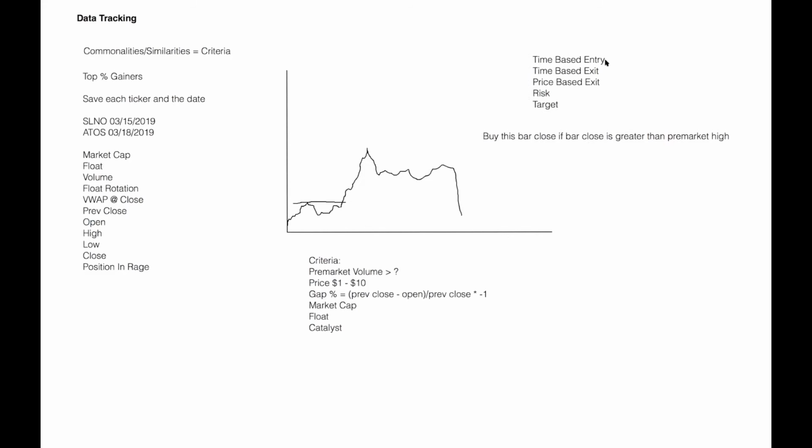So a time-based entry is wording like this: buy this bar close if bar close is greater than pre-market high. What that would look like on a chart is simply this. Let's say this candle here is the pre-market high, right? We got a candle like that. Let's say that that's the high.